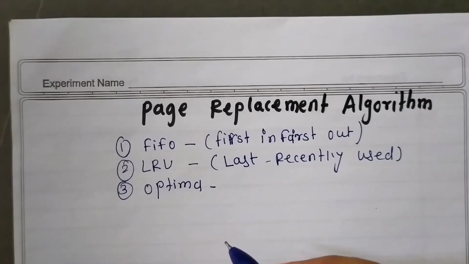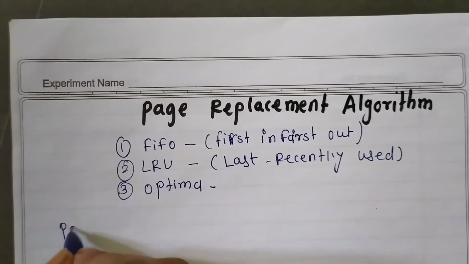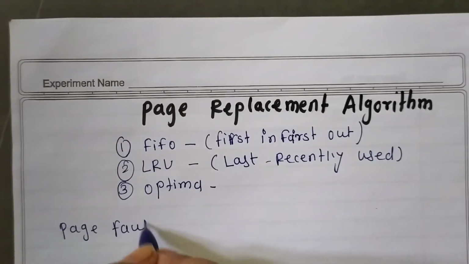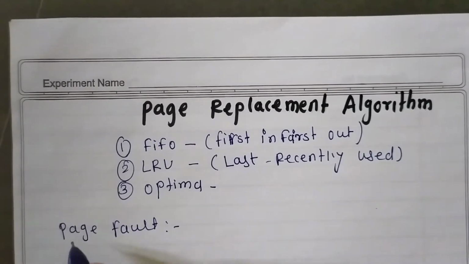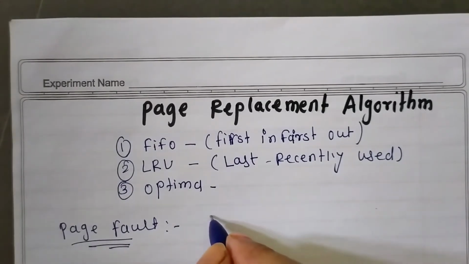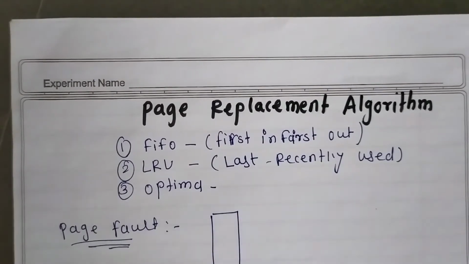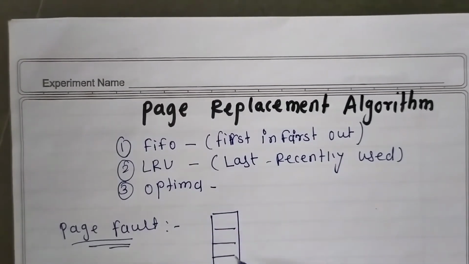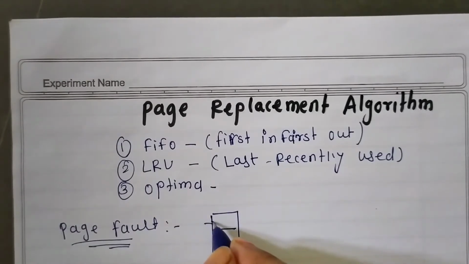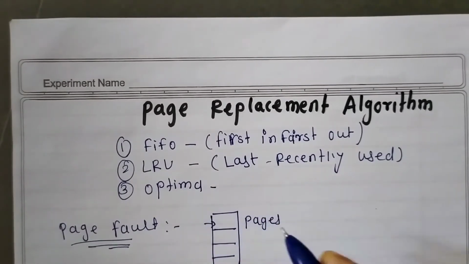You may think why we use these three page replacement algorithms: it is to decide which one gives us fewer page faults. See, what does page fault mean? Page fault means in the main memory there are some frames, and in those frames pages are stored. If the demanded page is not available in the main memory, then it is called a page fault.